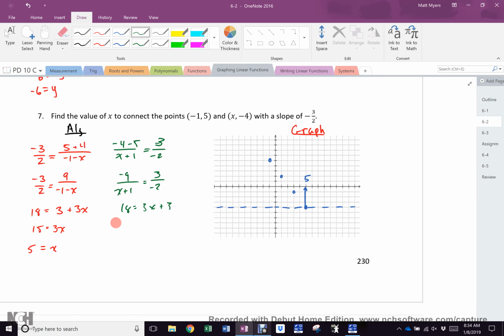Oh, sorry, Catherine. Can you go over the cross multiplication you did? Yes. So you should be good to here, right? Okay, and then you just cross them over. Negative 2 times negative 9 is 18. And 3 times x is 3x, and 3 times 1 is 3. So what you're really doing is this: negative 9 times negative 2 equals 3 times x plus 1.